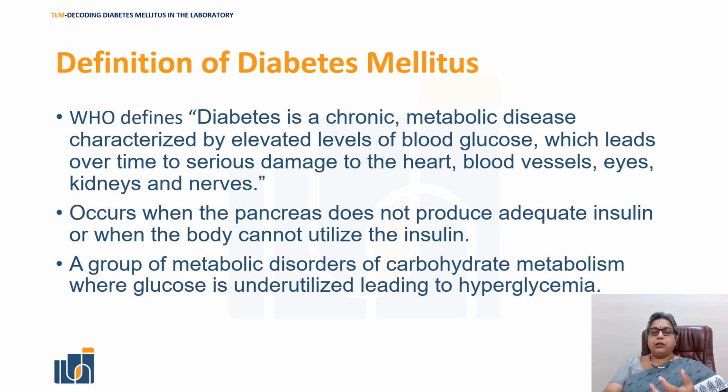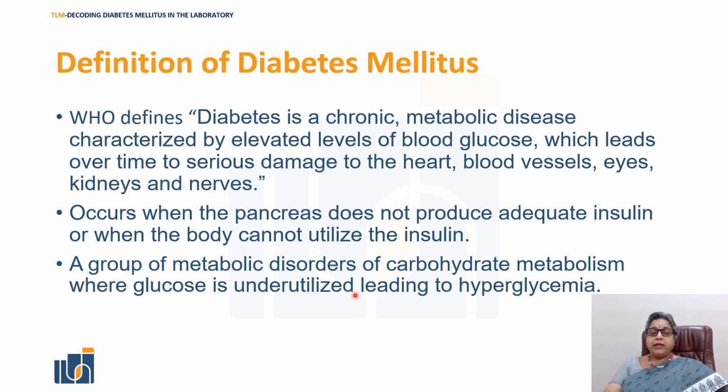There are elevated levels of blood glucose. And the presence of increased levels of blood glucose within our body leads to damage of all the major organs like the heart, the blood vessels, the eyes, kidneys, and nerves. So it affects all the organs in the body. And the definition of it is the elevated glucose levels. And when does it occur? It occurs when the pancreas does not produce adequate insulin, or there is adequate production of insulin but the body is unable to utilize this insulin to maintain its glucose metabolism. So it can act in both ways.